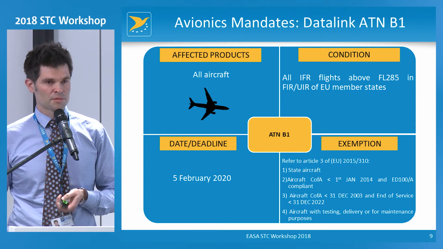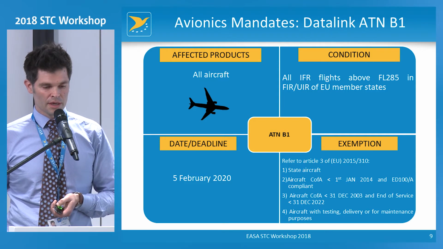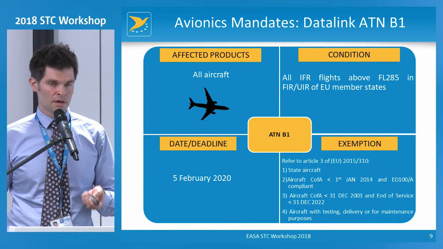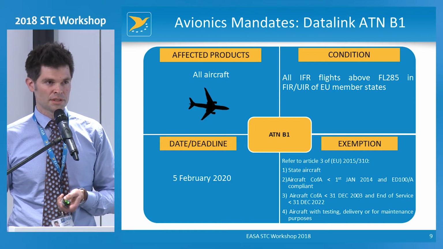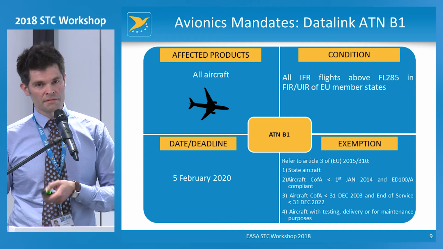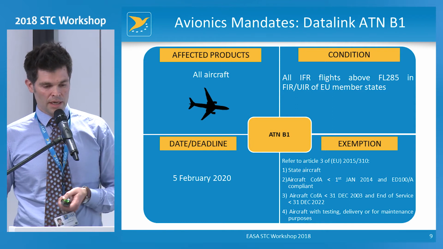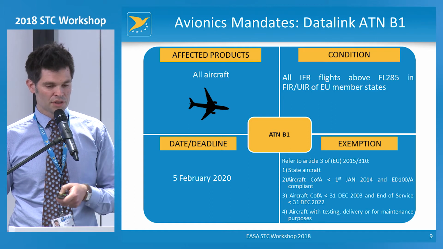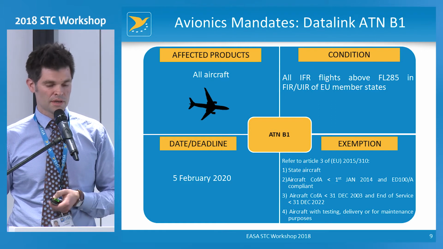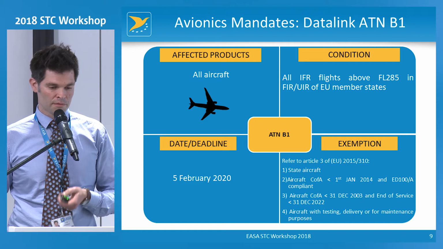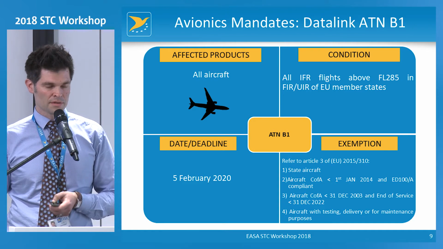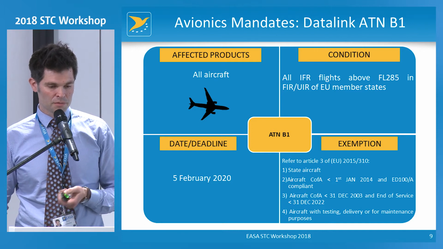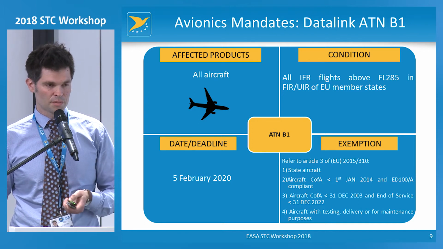So you have a special arrangement for state aircraft. You have an arrangement for aircraft that have a COFA before January 2014 and that are already FANS 1A compliant. And you also have an exemption for aircraft that will reach end of service before 2022 and for which the COFA is before 2003. And you also have an exemption for aircraft for testing, delivery, or maintenance purposes.